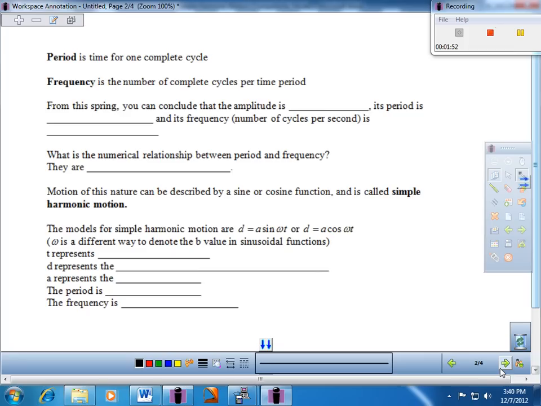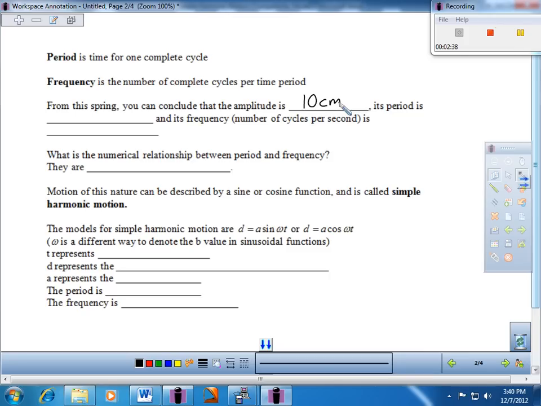And it says on your paper, from this spring, you can conclude that the amplitude is, and so I guess I would ask you to fill in a couple things as we go through here. First and foremost, the amplitude is the distance from the midline to either its max or min, and I'm hoping you would all realize that it is 10 centimeters. So negative displacement is 10 below, and the maximum, the positive one there, is 10 above. So 10 centimeters is going to be our amplitude.